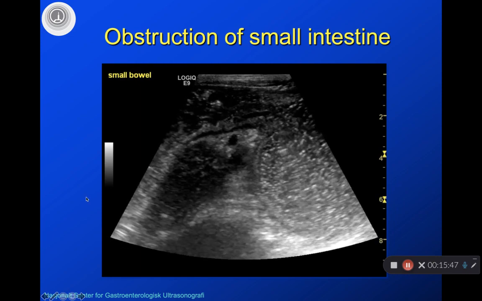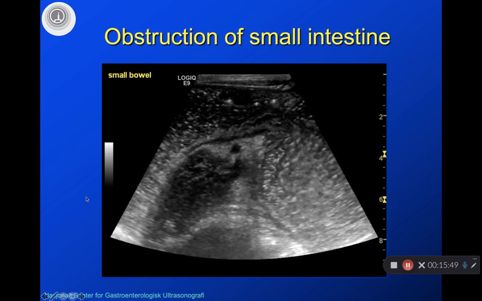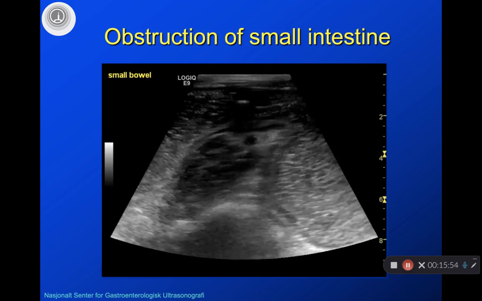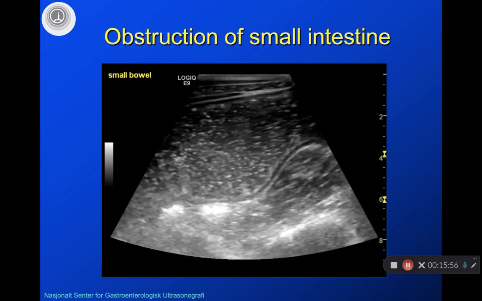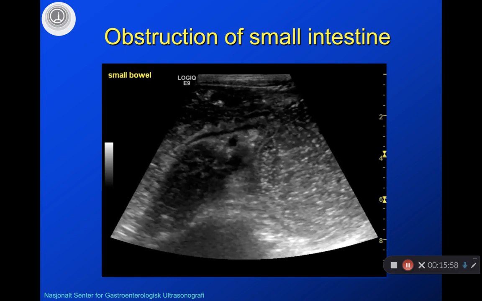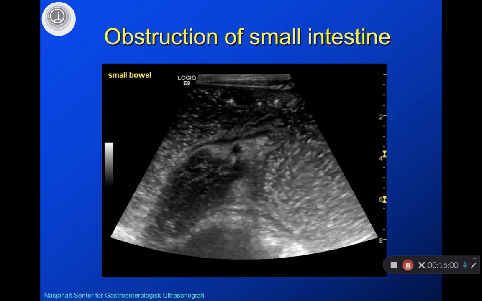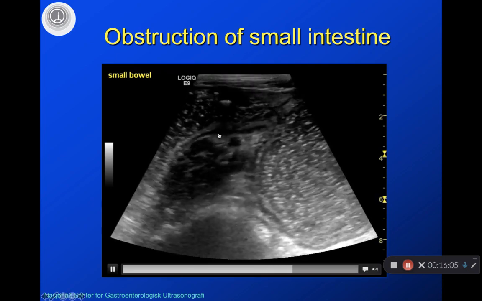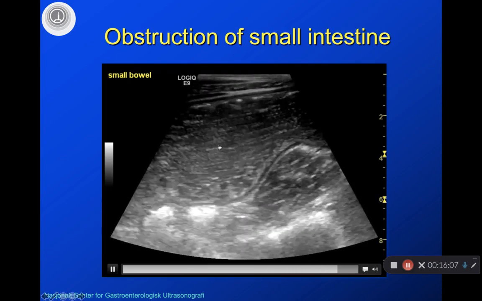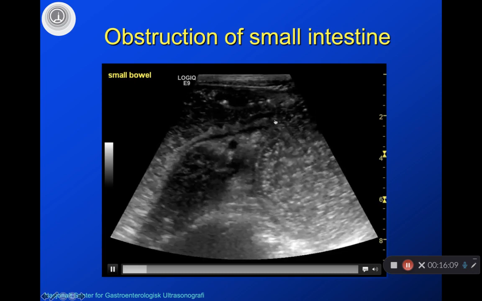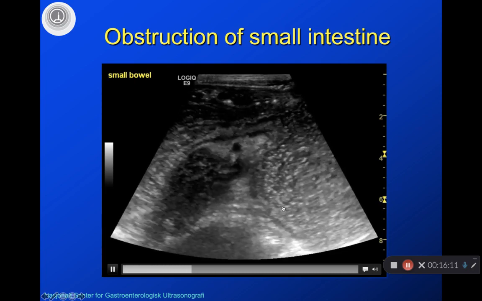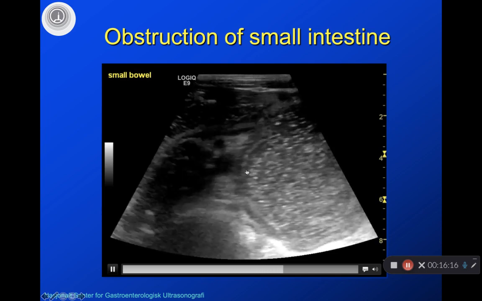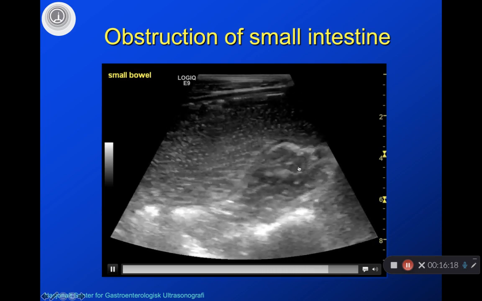I show you only one case of obstruction of the small intestine. This was a young boy who came to me for ultrasound scanning, having pain in the stomach and also some weight loss over the last month. And by putting the linear array on the abdomen centrally, I was able to observe this stenotic area here, giving rise to a huge prestenotic dilatation of the small bowel. And this patient turned out to have Crohn's disease.